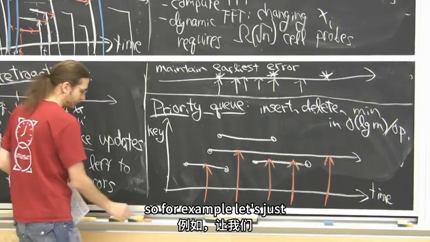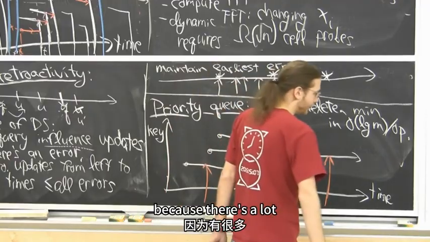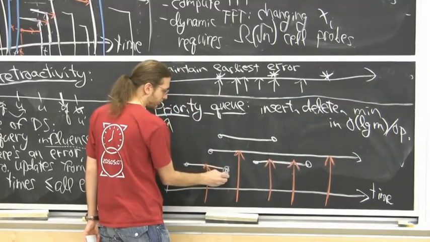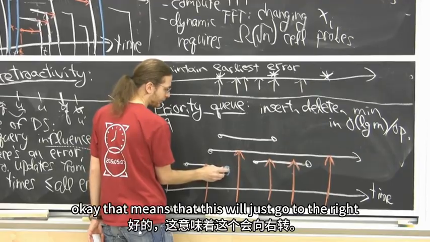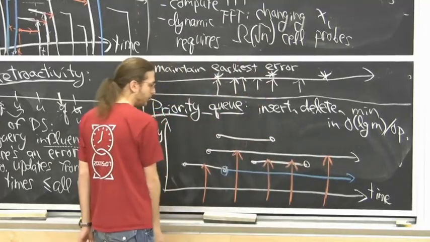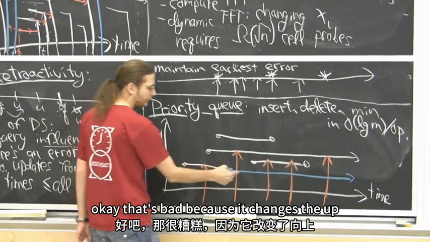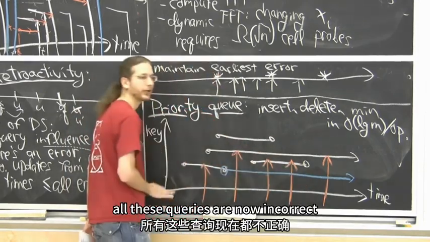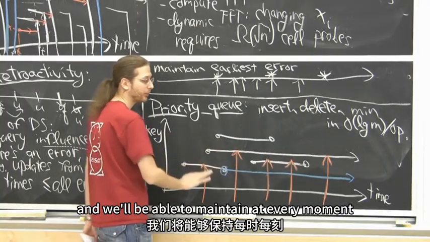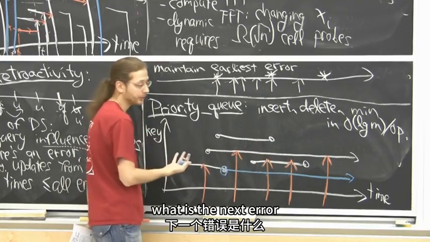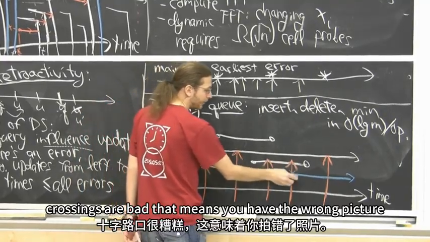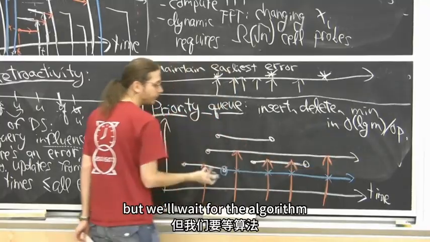So for example, I'm not going to do all the cases because there's a lot of them. Let's say I delete this deletion. Okay, that means that this will just go to the right. Okay, that's bad because it changes all of these queries. All these queries are now incorrect. We're just going to keep the picture like this and remember that there are errors, and we'll be able to maintain at every moment what is the next error. The errors are these crossings. Crossings are bad. That means you have the wrong picture. But we'll wait for the algorithm.